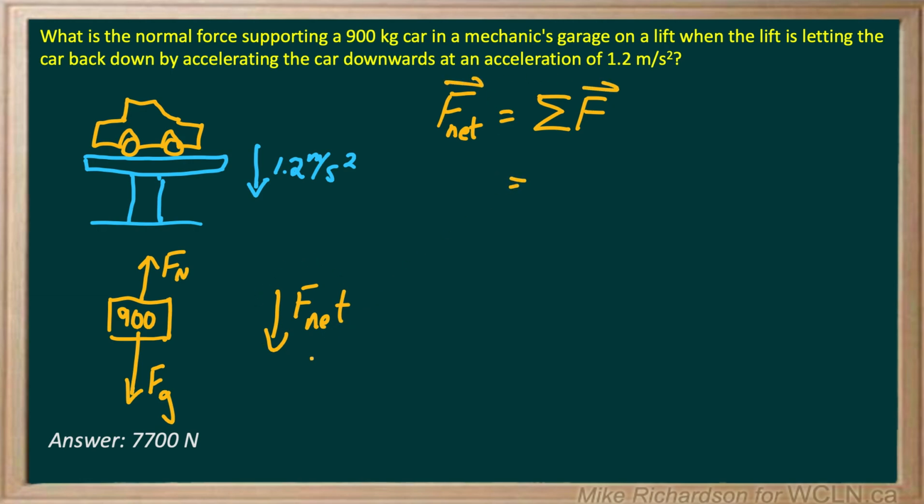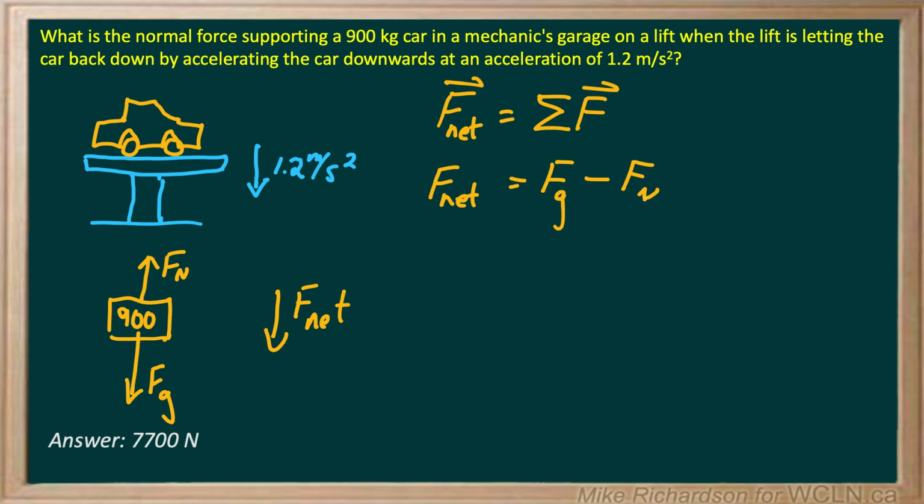Now, I'm defining the net force down, so I'm going to say the winning forces, the ones that we're calling positive, are going to be down as well. So F net is down, Fg must be winning, and we're going to subtract the losing forces, the ones that are going in the opposite direction, which is my normal force, which is what we're trying to figure out.